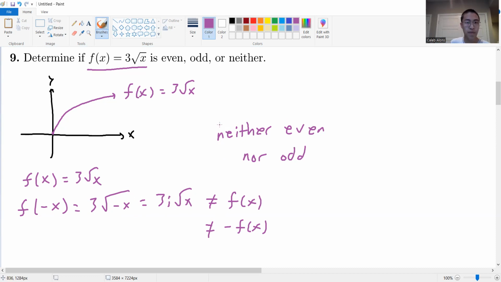So that's question 9. Make sure that makes sense. Make sure that you could do that on your own. Double check it with your own work.